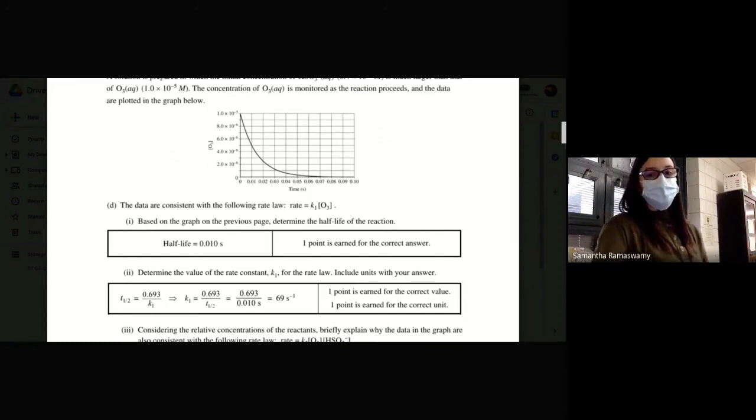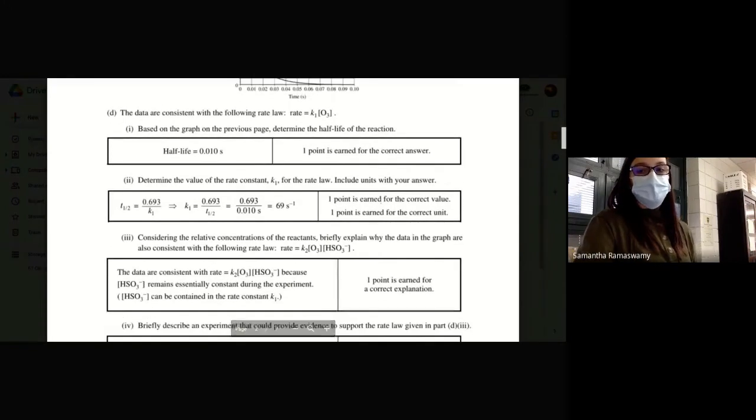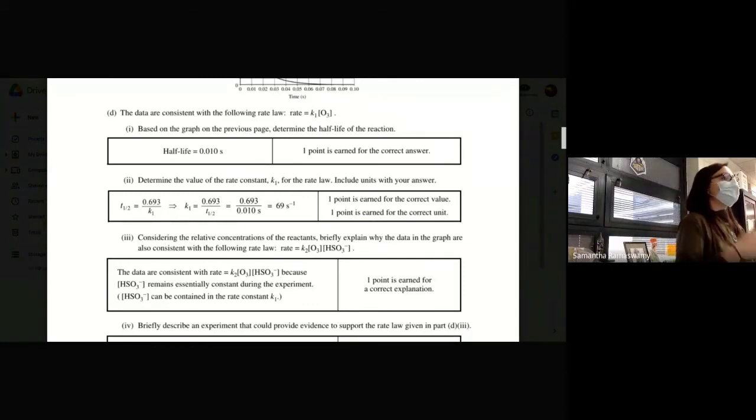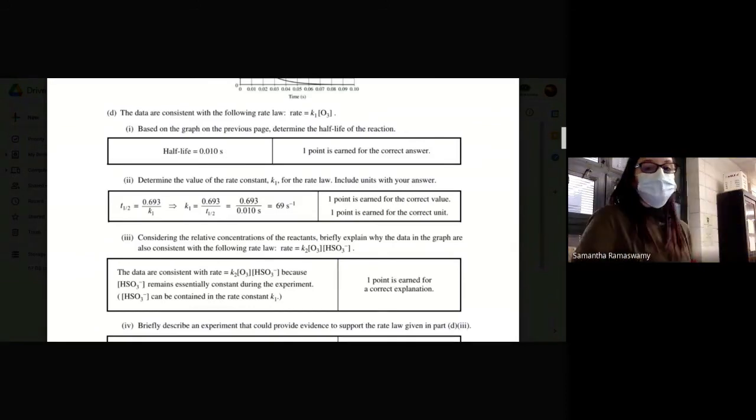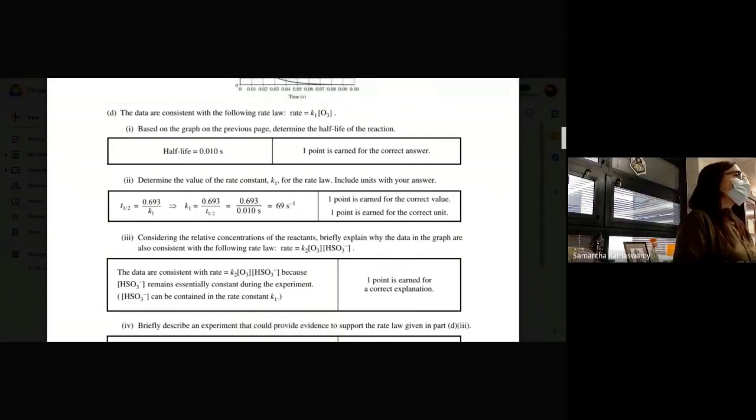Part 2, determine the value of the rate constant for the rate law, include units. So notice this was 2 points. 1 point for the value, 1 point for the units. So if you only had the value and you forgot the units, or your units were incorrect, you still could have gotten 1 of the 2 points. And this is also based on your half-life. Let's say that you got your half-life incorrect, but you used what you got in part 1 for part 2. You could have still gotten both points for part 2.